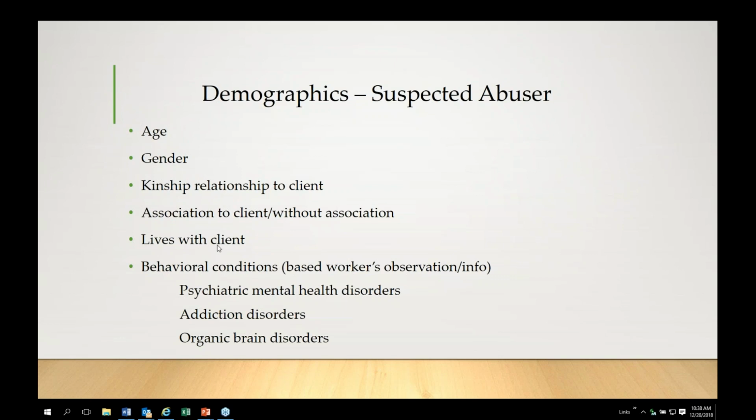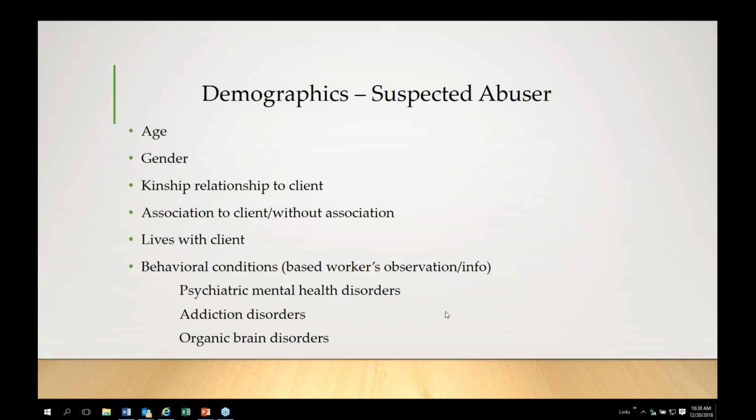Okay. We're also going to ask whether the perpetrator currently lives with the client. And this is at the time the abuse occurred, because sometimes people move in, move out, and you're not sure.